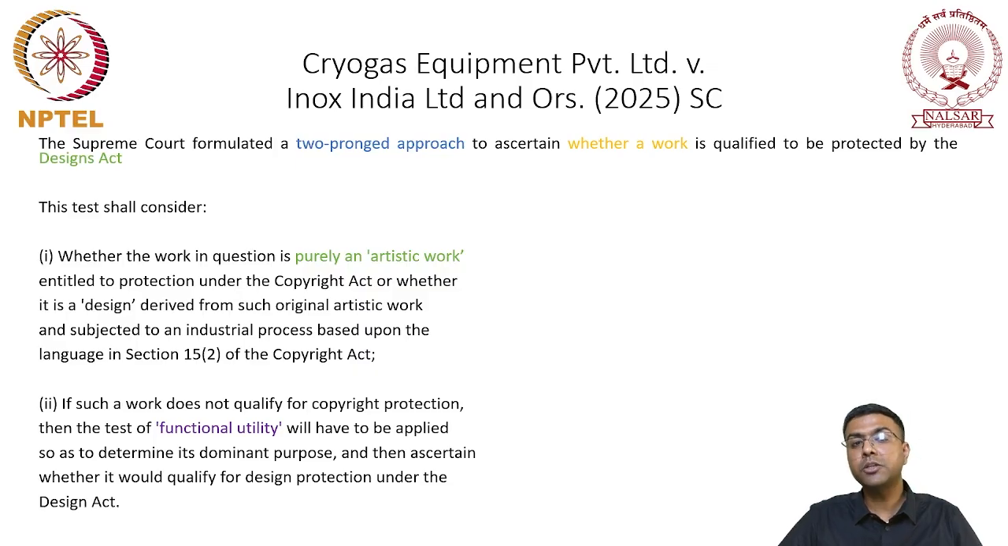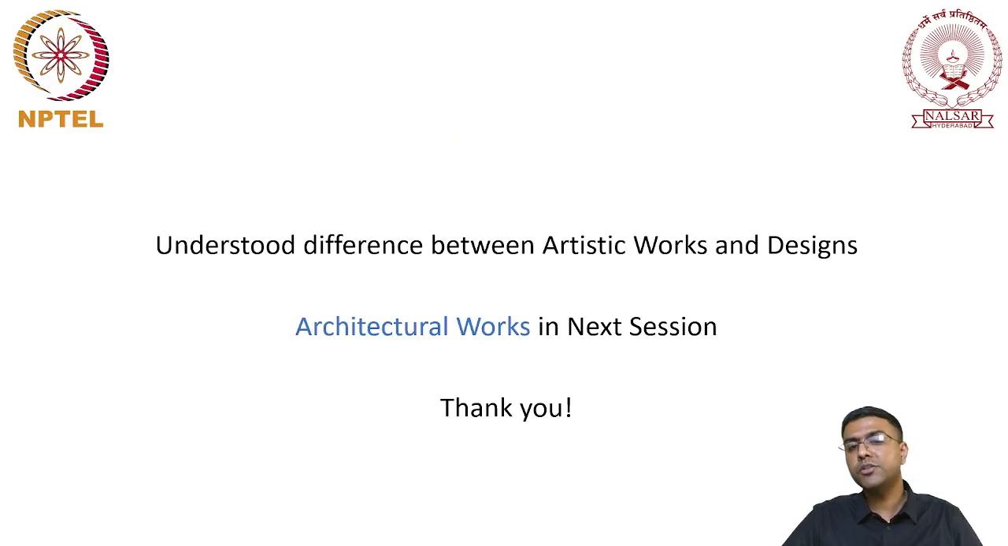Once such an identification is made, the Supreme Court says that the test of functional utility must be used. What this test will help achieve is to see what is the dominant purpose of that design. Is the purpose to serve a specific function or is it to provide visual appeal? If it is to provide visual appeal, then it shall fall within the ambit of the Designs Act. With this, we have understood the distinction between artistic works and designs.